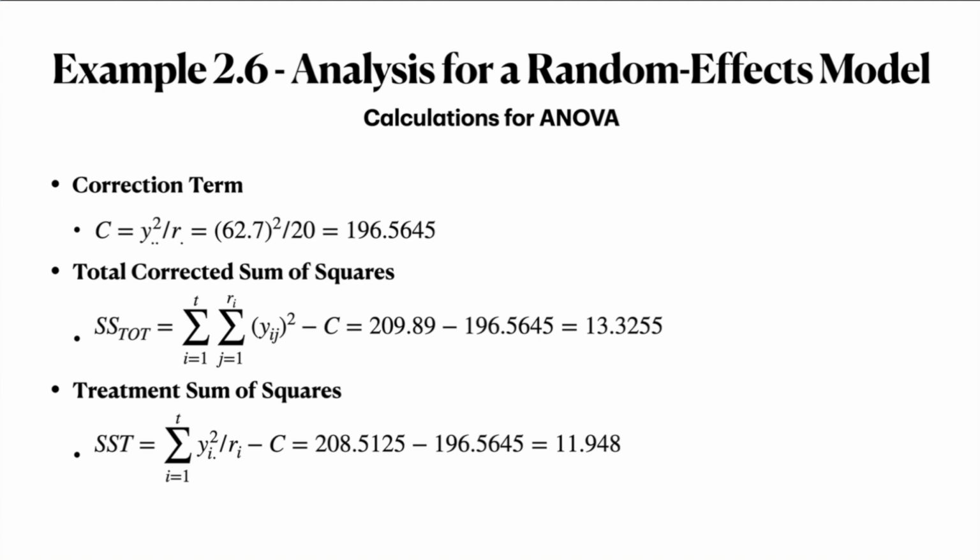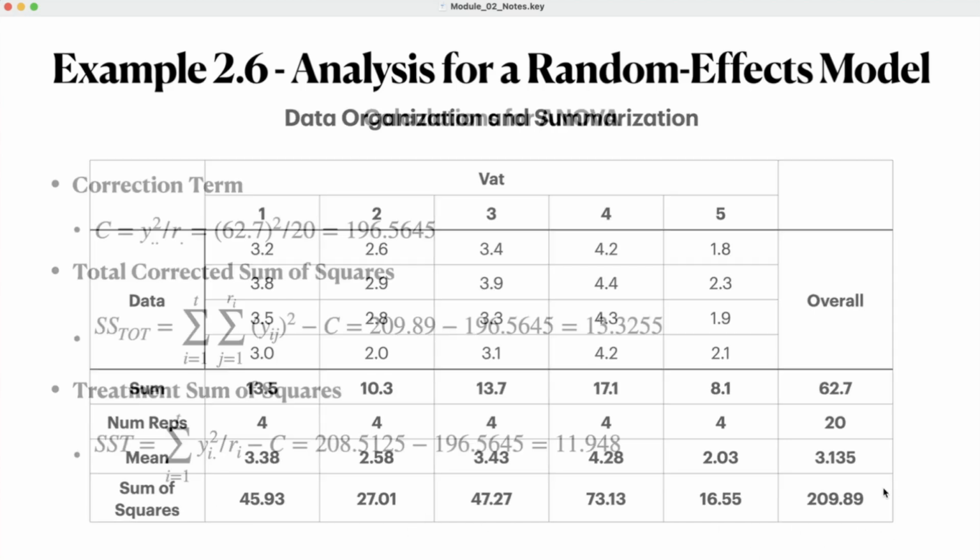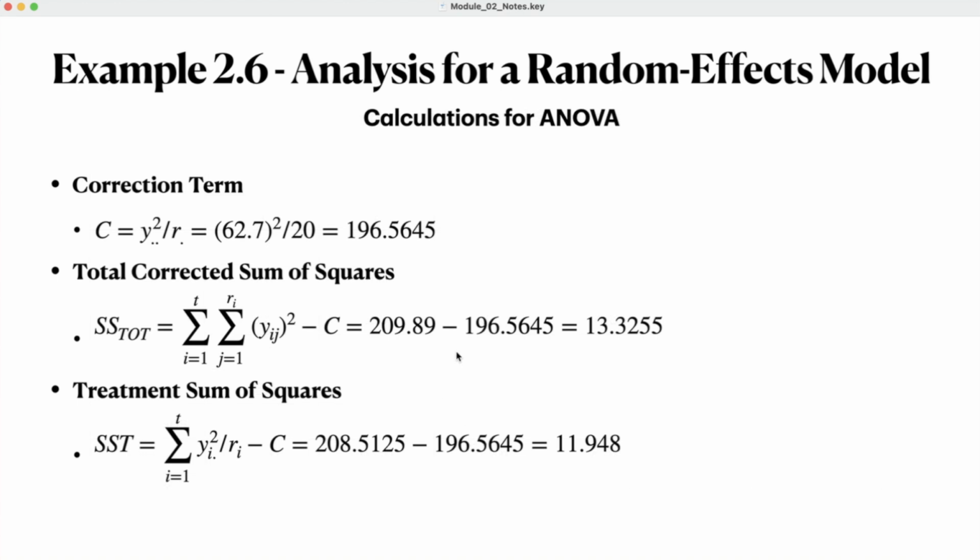Then to get the total corrected sum of squares, we calculate the sum of the squared observations. Going back up here, what we've done in columns is calculate the sum of the squares of each data value in each column, and then we're just adding up those sums, and so we get 209.89. And then from that we subtract off the correction term, and so we get 13.3255. So that is the total corrected sum of squares, and that will go in the ANOVA table.